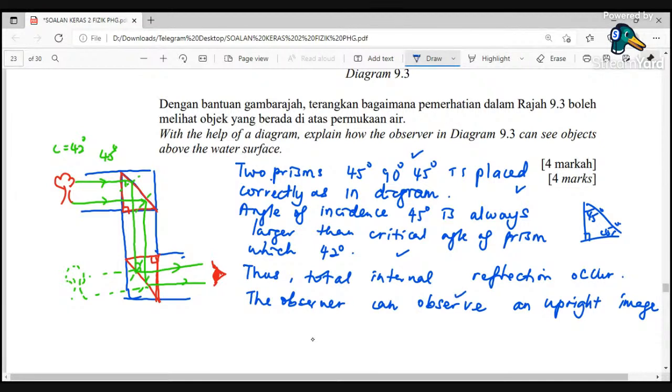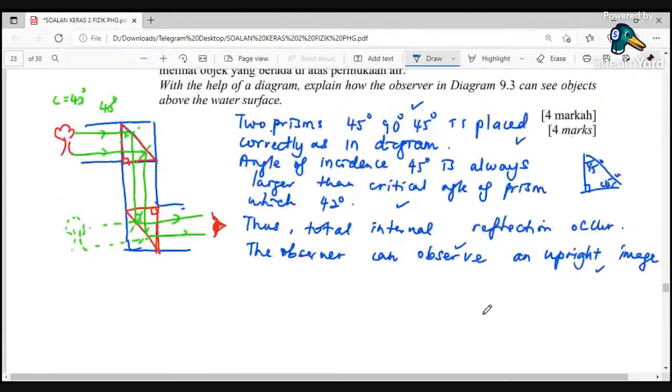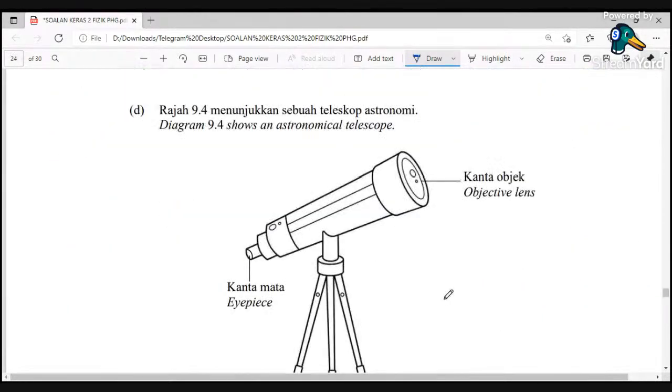Okay, 4 points, there are 4 points. More is fine, just don't give fewer. Okay, so you get 4 marks for this one. Okay, part D. The diagram shows an astronomical telescope.